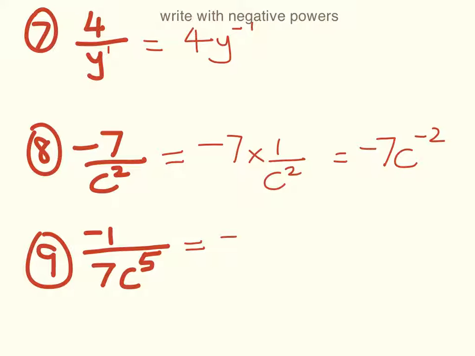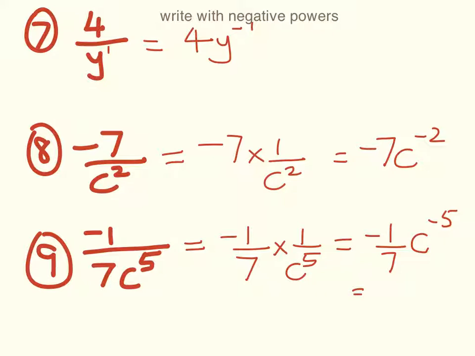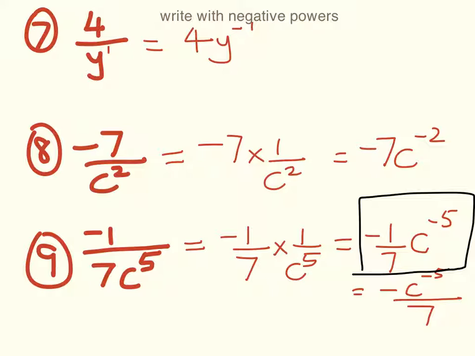This last one is equal to negative 1/7 times 1 over c to the power of 5. That makes it easy to see that it's negative 1/7 times c to the negative 5. The other way that we could write that one is negative c to the negative 5 over 7. We're more likely, though, to see it written out like that in most contexts.